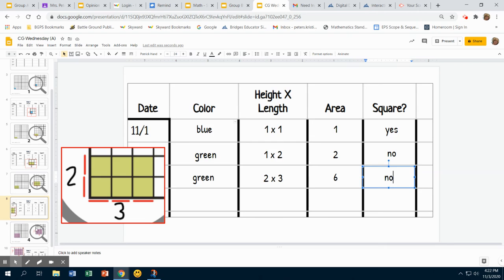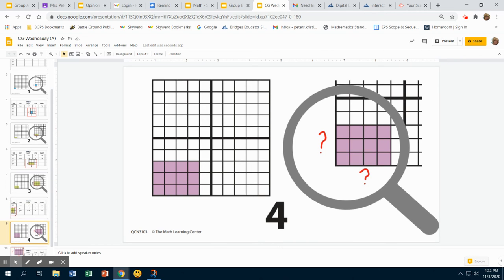Okay, so now we are up to today, Wednesday, November 4th. And this is what the figure looks like today. I want you to think about what is the height and what is the length of that figure. And then the next question is, what would the area be? How many square units does it take to make that purple figure? And then, of course, our last question is, is it a square? Does it have four equal sides?